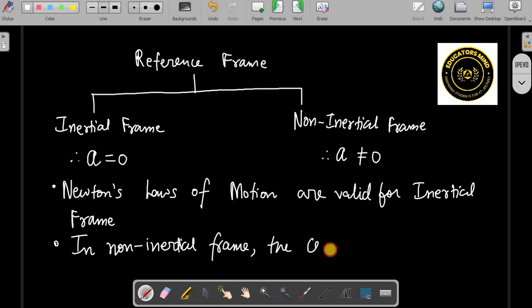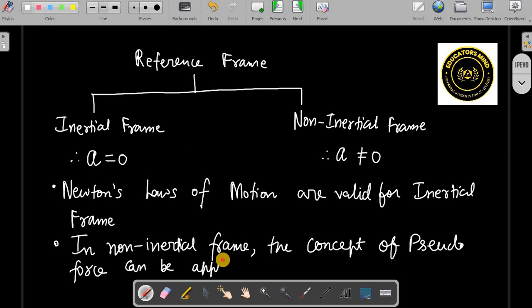the concept of pseudo force can be applied to use Newton's laws. Okay, what is pseudo force? How can we apply it? That we are going to study. Okay, let us go through it.